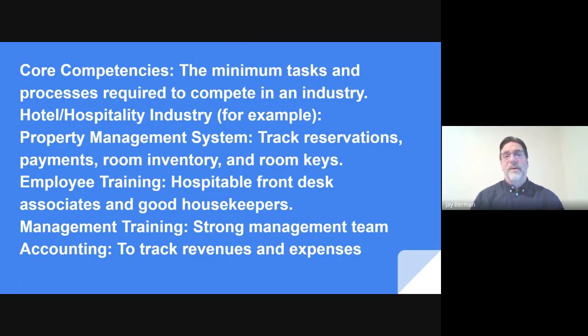So let's take the hotel industry, for example. I've been in the hotel industry for the last few years. So let's say you want to open up a hotel. What core competencies do you need? Well, number one, you need a property management system to keep track of reservations, people coming and going, payments, how are they going to pay you? Room inventory, which rooms are clean, which rooms are dirty, which rooms are out of order. And then, of course, the room keys.